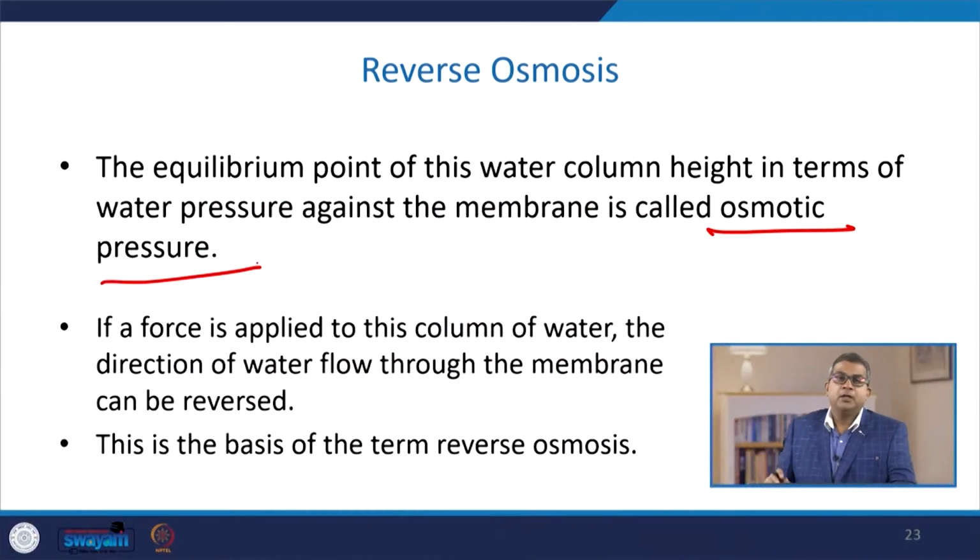Now from the equilibrium point of view, this water column height, in terms of water pressure against the membrane, is called the osmotic pressure. It is a very common phenomenon. Now if a force is applied to this column of water, again I am reproducing the rough figure.